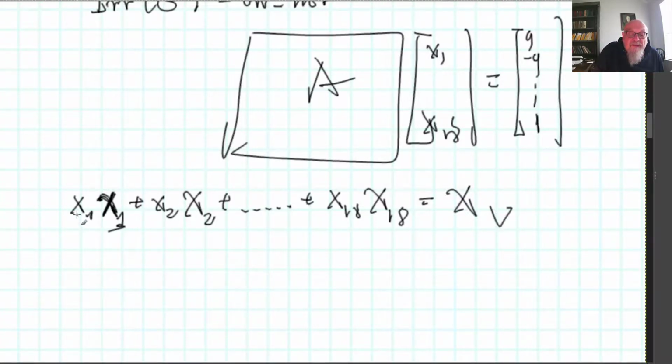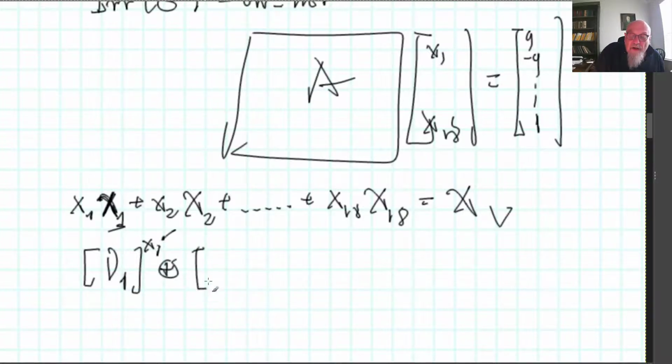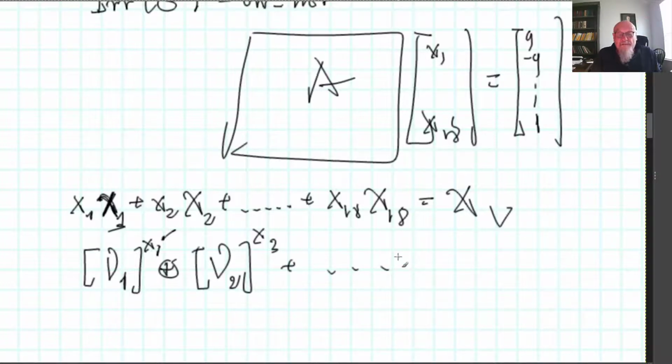So that means that this number is showing how many copies of the first irreducible representation there are. This is the number of copies. Then I have here the second representation: how many copies of the second irreducible representation are in the representation V, etc. So this will definitely provide me with the isotypical decomposition of this matrix.